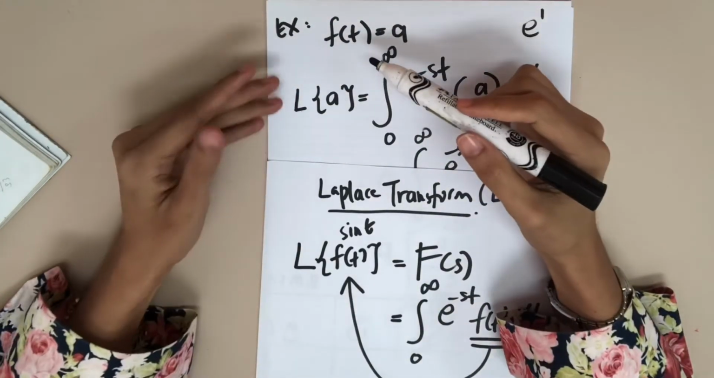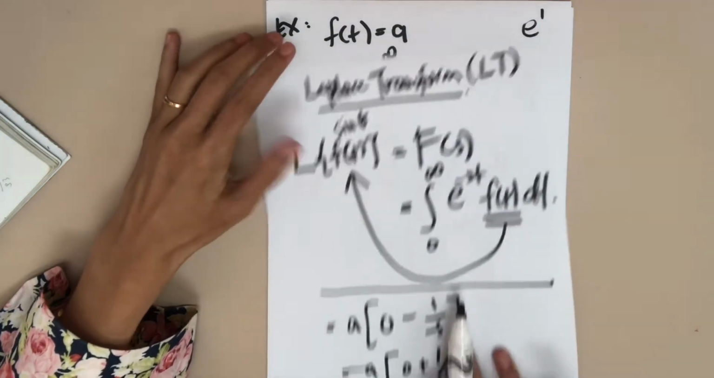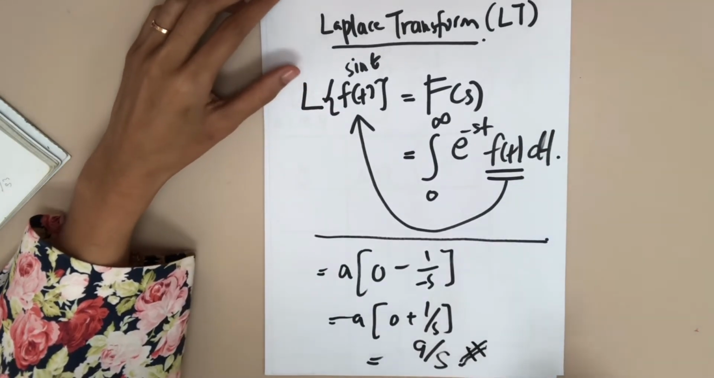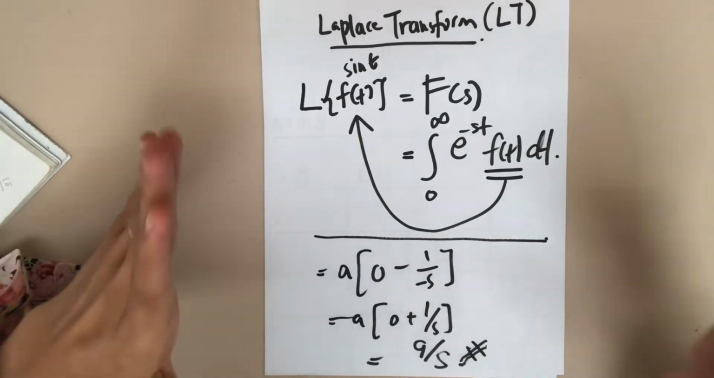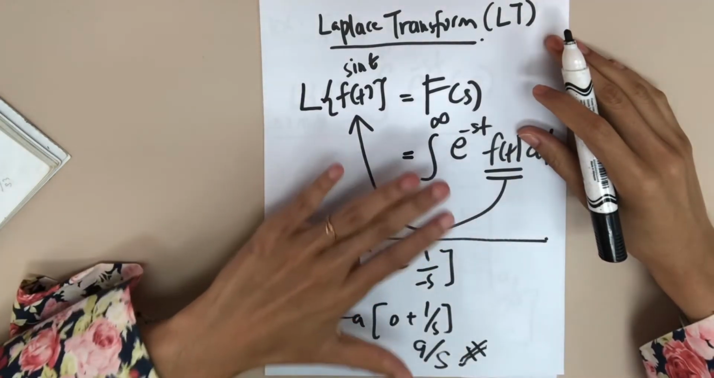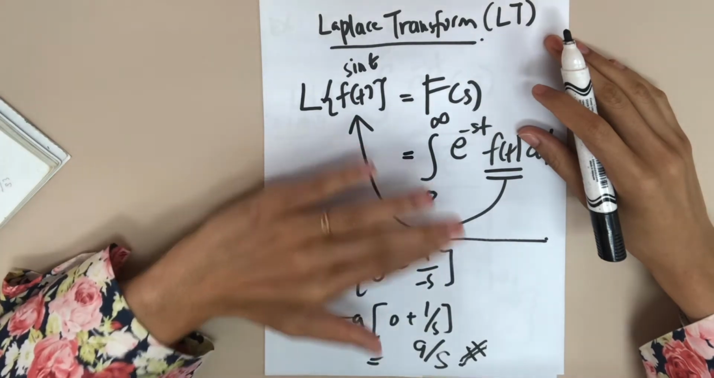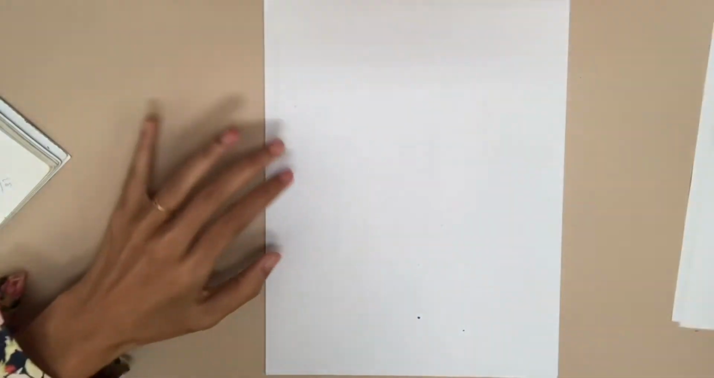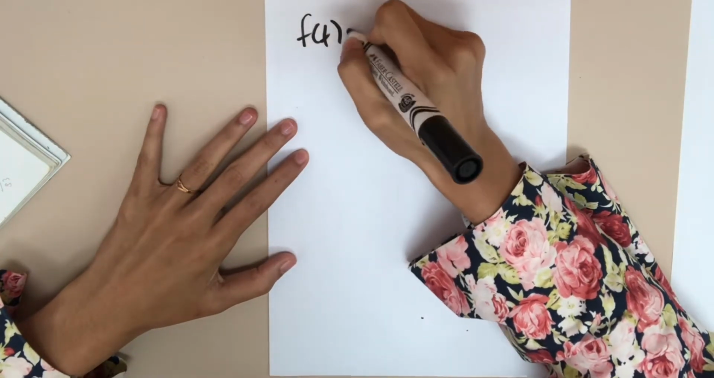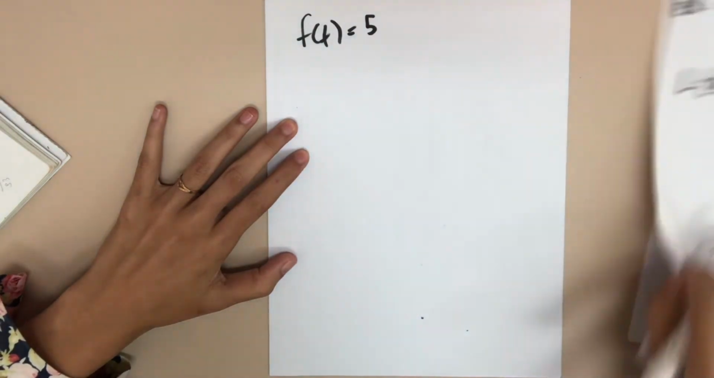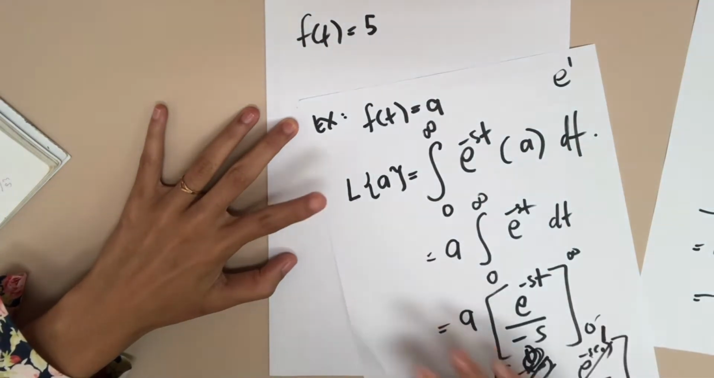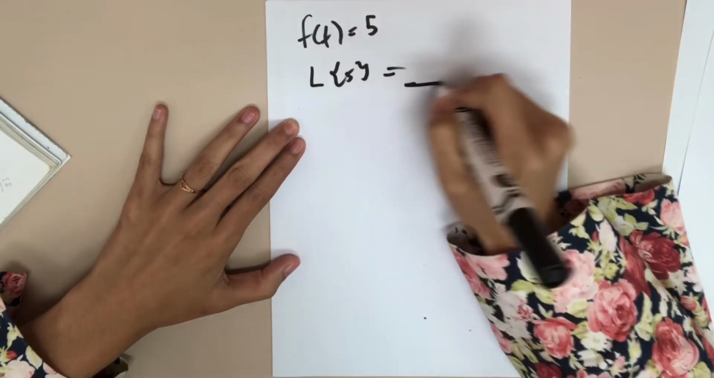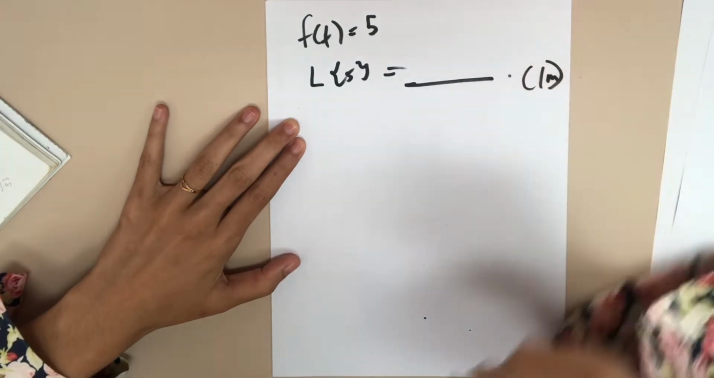So, what is the Laplace transform for f(t) equal to a? The Laplace transform for f(t) equal to a is a over s. Now let's say this question is worth 10 marks, so it's logical. But I give you another example. Let's say your f(t) is equal to 5, because a can be any number, right? So let's say I choose 5. Find the Laplace transform for 5. And the mark is only 1 mark.